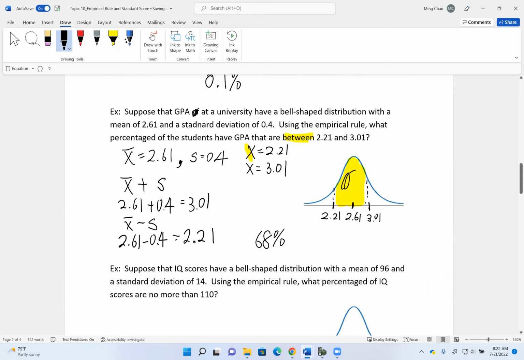Okay, that's how we actually find those. One standard deviation within the mean is 68% of the data. So that's 68% of the data.